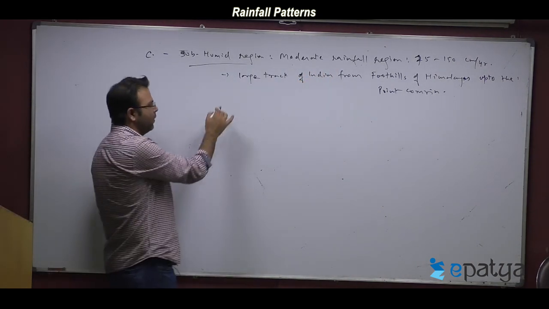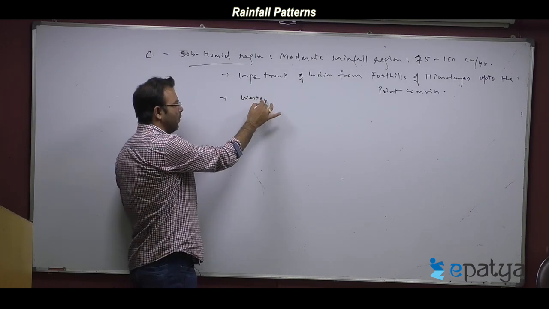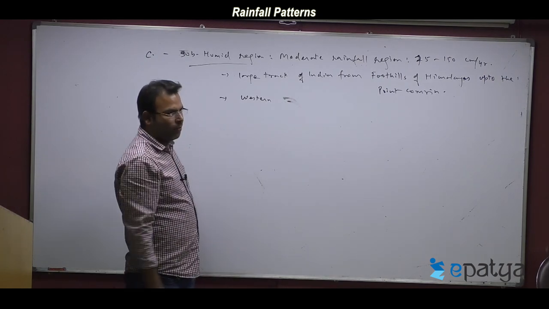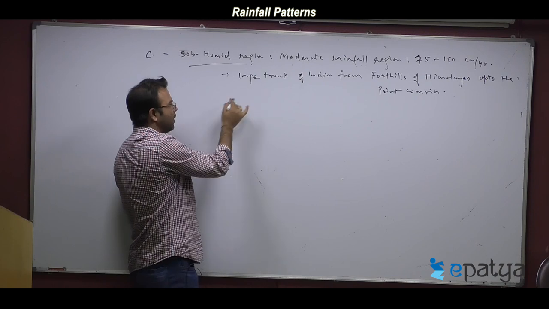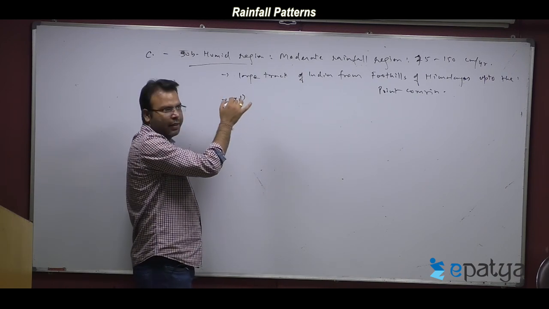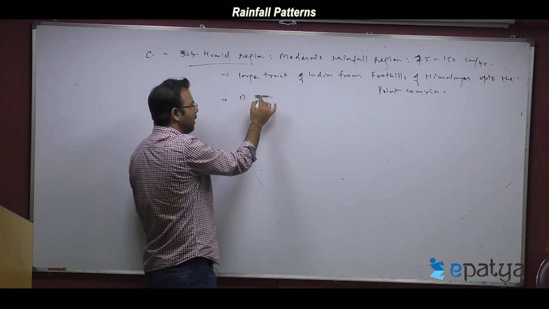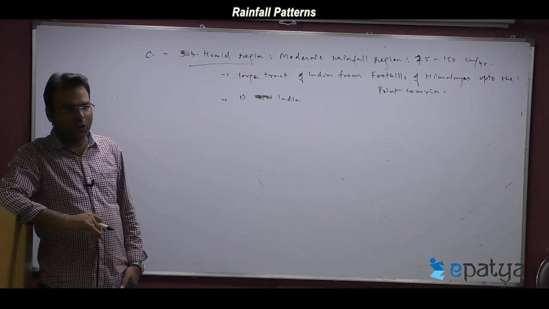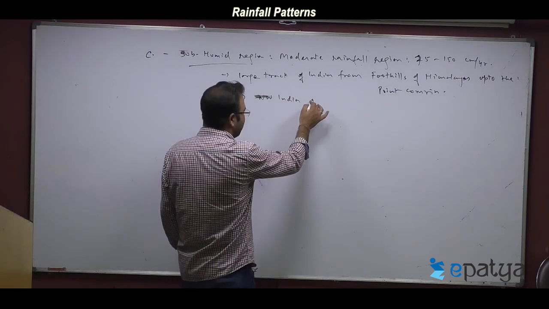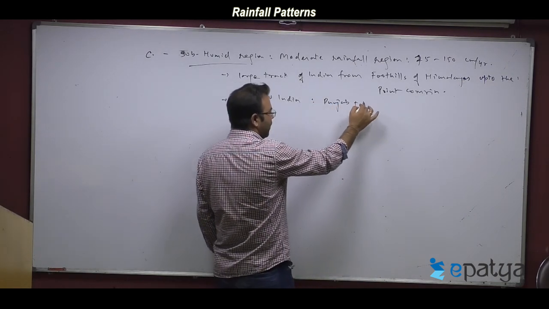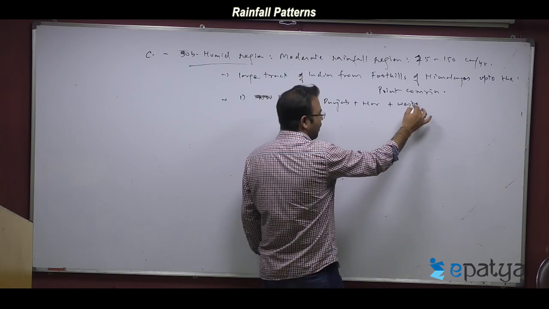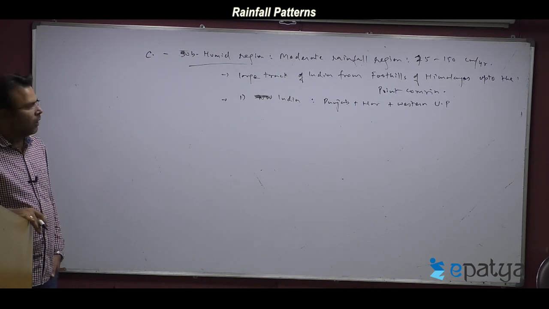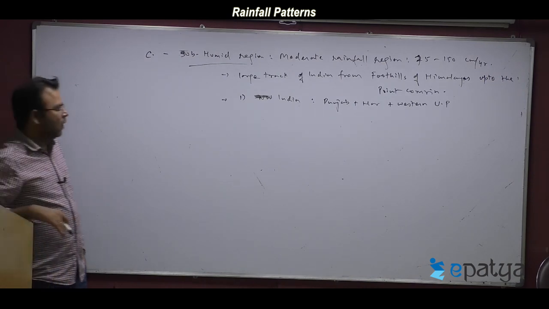So then it covers the entire India actually. It covers the western part more, western central India more, and the peninsular India. For specifics, first is northwest India. So what does it include? Punjab, Haryana and western UP. So they become the part of northwest India.